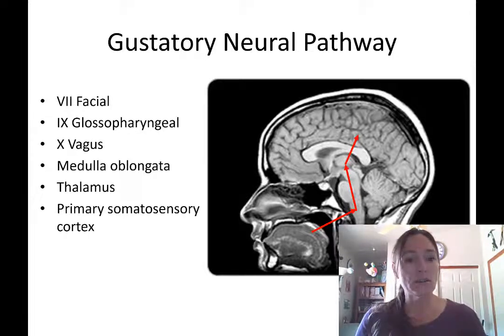It then goes into the brain via the medulla, but I want you to notice that it goes to the thalamus. So smell did not go through the thalamus, but the thalamus is where we're going to direct it up to that primary somatosensory cortex region.